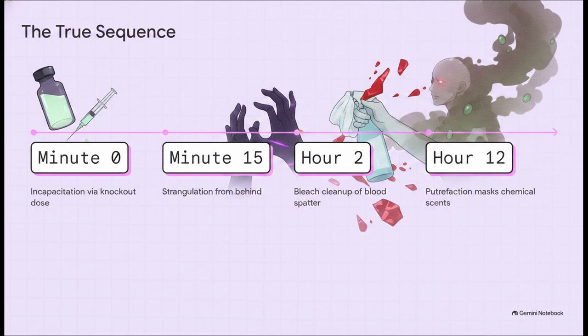She proves Wexler absolutely did not hang himself. At minute 0, he was incapacitated with a knockout dose of chloral hydrate. Just 15 minutes later, he was strangled from behind. Then, around hour 2, a professional cleaner came in and used bleach to meticulously wipe up the scene, specifically targeting expectorated blood spatter. By hour 12, the onset of putrefaction and a bacterial gas purge had completely masked the lingering chemical scents from the initial human investigators on the scene.